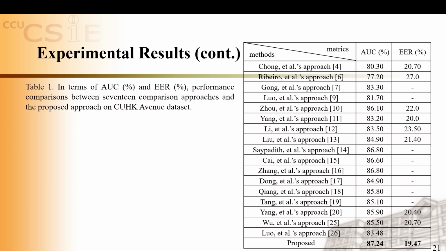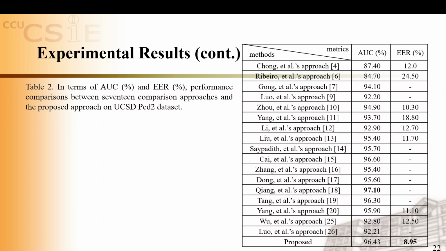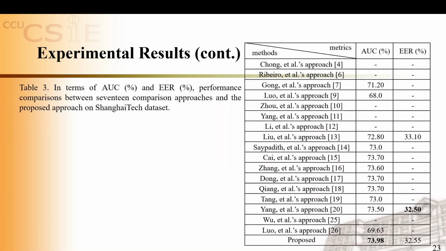In terms of AUC and EER, performance comparison between 17 comparison approaches and the proposed approach on the CUHK Avenue dataset is listed in Table 1. Similarly, performance comparison between 17 comparison approaches and the proposed approach on the UCSD dataset is listed in Table 2. Performance comparison on the ShanghaiTech dataset is listed in Table 3.